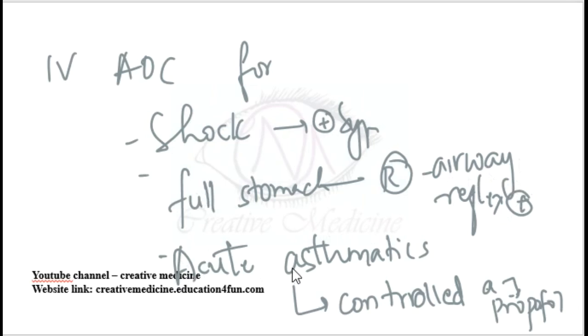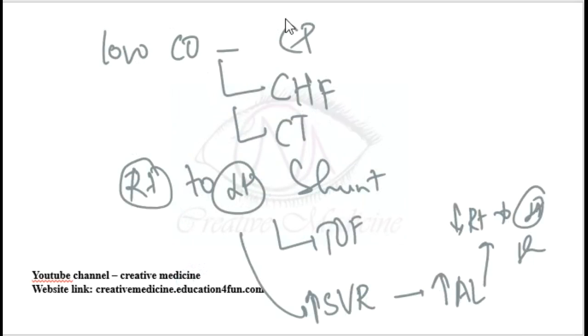It can be used in acute asthmaticus. Propofol is mainly used for controlled asthmaticus. It is the agent of choice for low cardiac outputs, constrictive pericarditis, congestive heart failure, and cardiac tamponade. And it is the agent of choice for right to left shunts like tetralogy of Fallot.